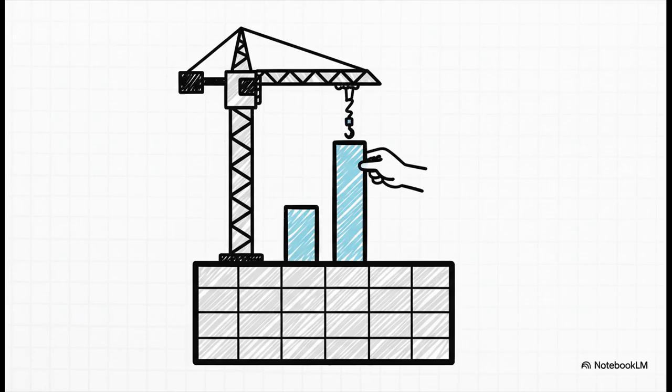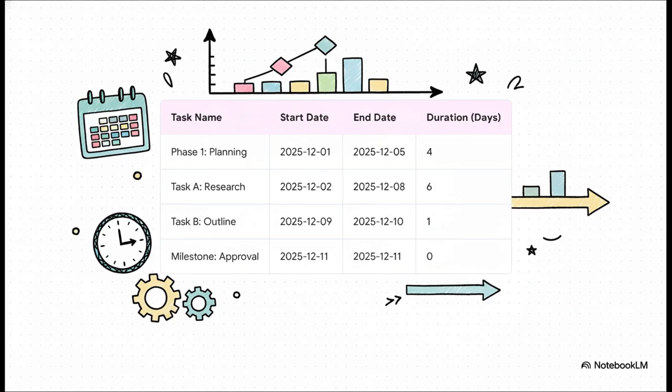All right, step 1. First things first, your data table. You have to think of this as the foundation for your entire house. If you get this part right, everything else is going to be a breeze. It's the most important step. You just need 4 key pieces of info here. The name of the task, when it starts, when it ends, and how long it takes.